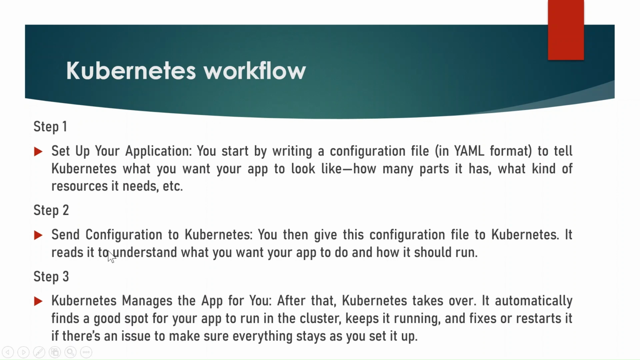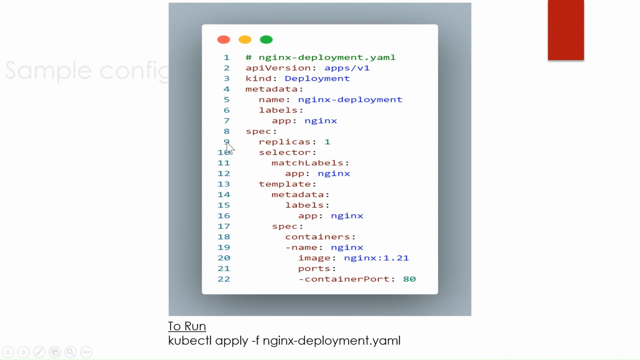After sending the configuration file to Kubernetes, Kubernetes takes over. It automatically finds a good spot for your application to run in the cluster, keeps it running, and fixes or restarts it if there is an issue, to make sure everything stays as you set it up. So this is an example Kubernetes configuration file. Let's see how it works.